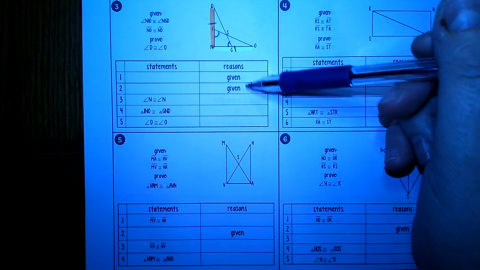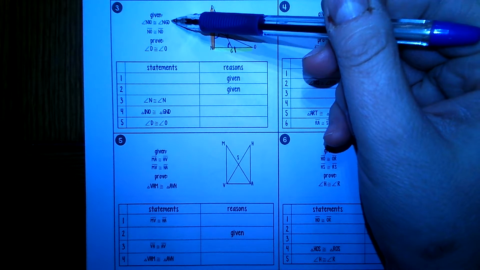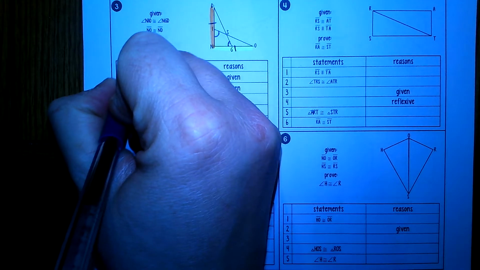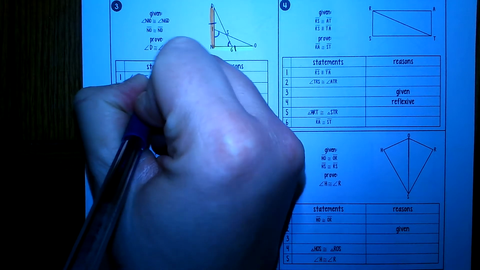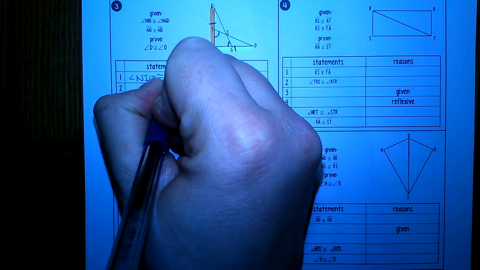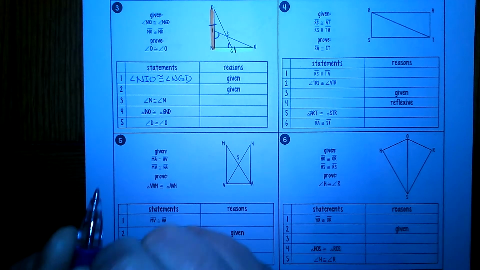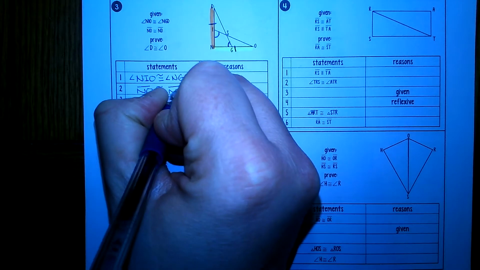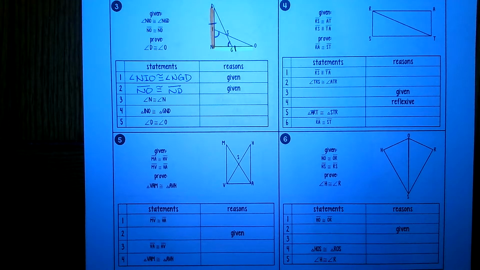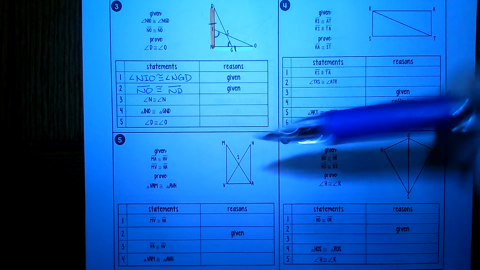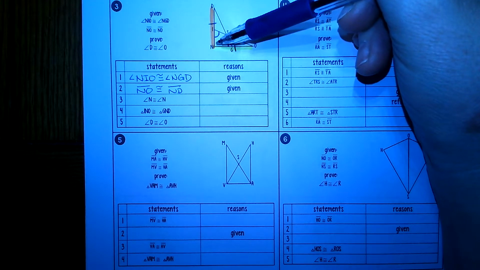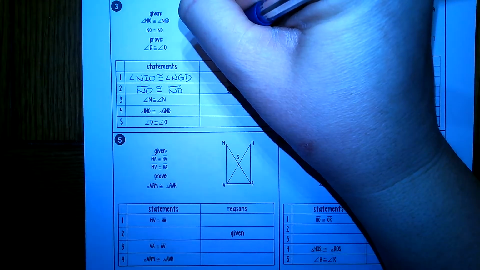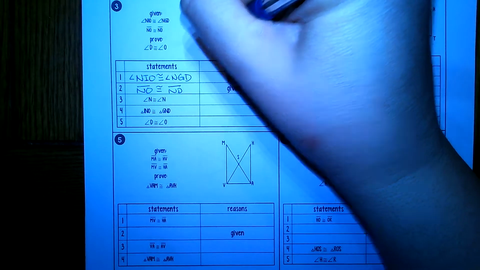All right, so let's check out our proof here. First, I'm asked to write out the two given pieces. So we're just going to rewrite these two in the blanks here. Angle NIO is congruent to angle NGD, and side NO is congruent to side ND. Now my third statement says that angle N is congruent to itself. Check out where angle N is. It's here in the corner. This is saying it's congruent to itself and nothing else. It's just congruent to itself.